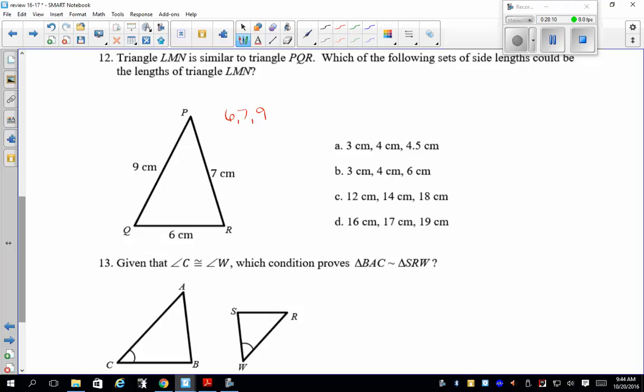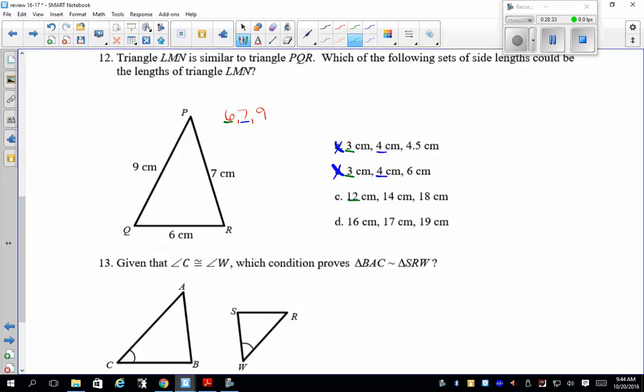So 6 to 3 is half, right? But 7 to 4 is not half. So A is not a good choice. B, same thing, 6 to 3 is half, but 7 to 4 is not half. So B is not a good choice.